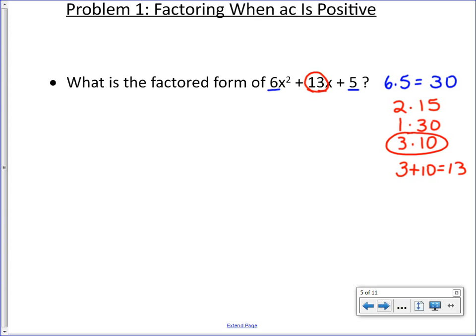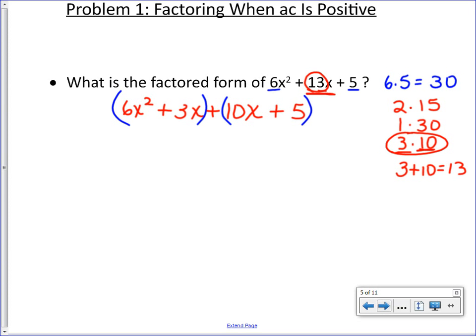So I'm going to rewrite my trinomial. I have 6x squared. Rather than the 13x, I'm going to replace the 13x with 3x plus 10x. And that's using each of these factors as a coefficient of the x term. And then plus 5. All right, next I want to group. I'm going to group the first two terms together, and I'm going to group the last two terms together.